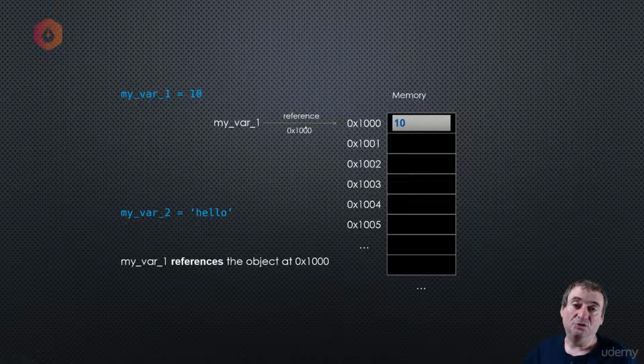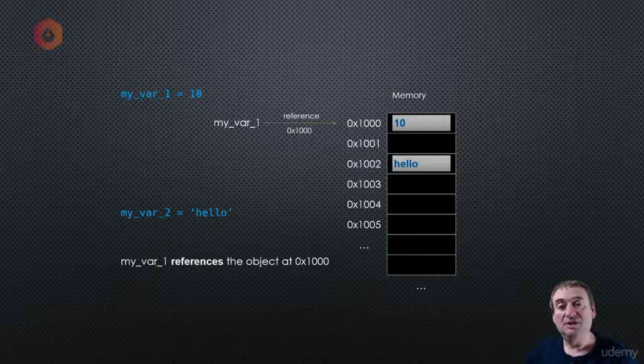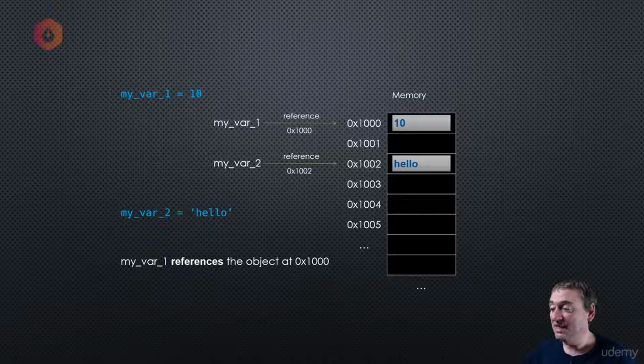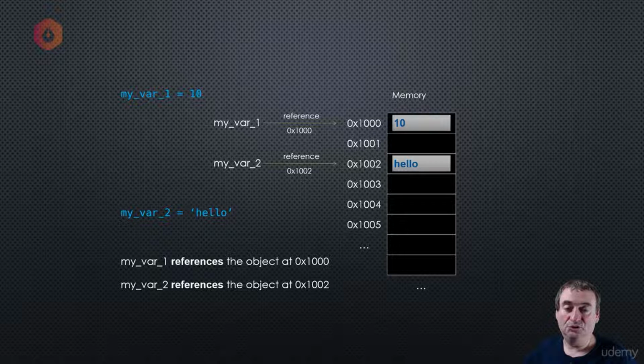Similarly, if we write myval2 equals hello, it first gets created and stored somewhere in memory, let's say at address 1002. And if it overflows into more slots, that's fine. And myval2 now becomes an alias or a reference to that memory address, and we say that myval2 references the object at address 1002. So again, it's important to understand variables in Python are always references, and they're references to objects in memory.